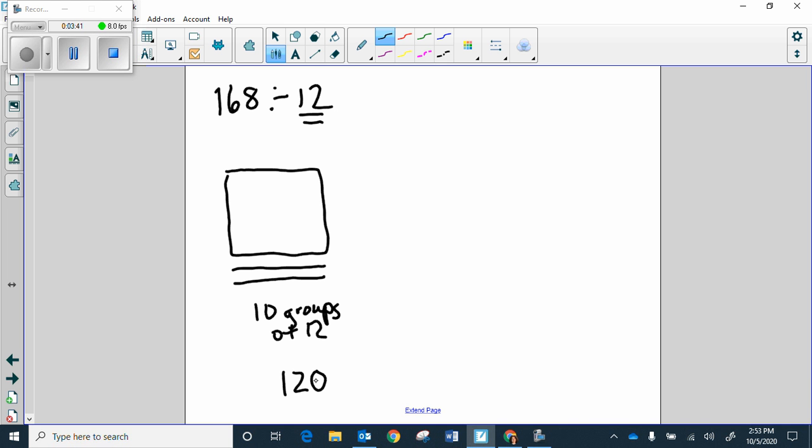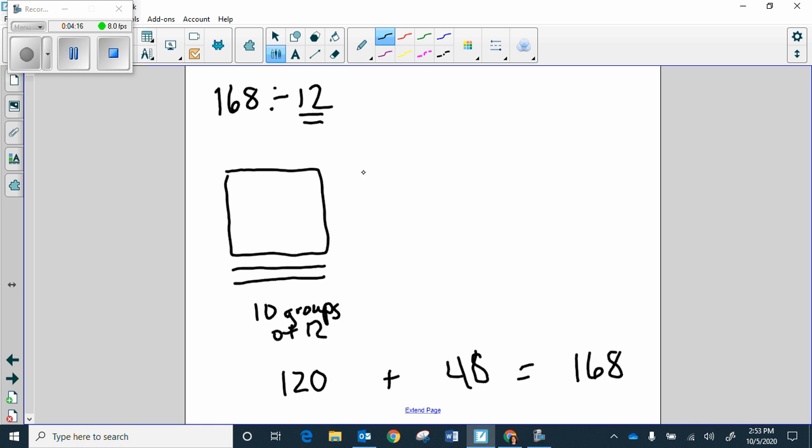120 to 130, that's 10. 130 to 140, that's another 10. To 150, that gives me 3 10s. To 160, that's 4 10s. From 160 to 168, that's 8 more. So 120 plus 48 will get me up to my total of my dividend, which is 168. Now I just have to represent or model 48 in groups of 12.